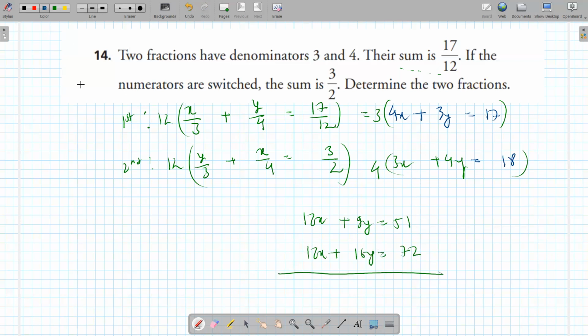There you go. No fractions, and all the numbers here you can work with. You're going to subtract them because 12x and 12x have the same signs. 9 minus 16 is negative 7y. 51 minus 72 is negative 21. That means y is 3. Okay? And you can plug this in any one of them as you want. I'm going to plug it in here. So 3x is equals to 18 minus 4 times 3, 12. 3x is 6, x is 2.